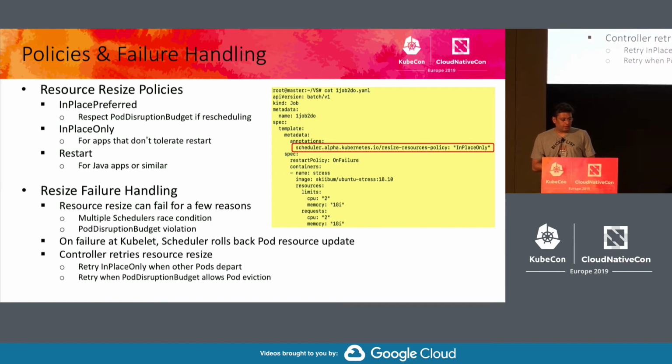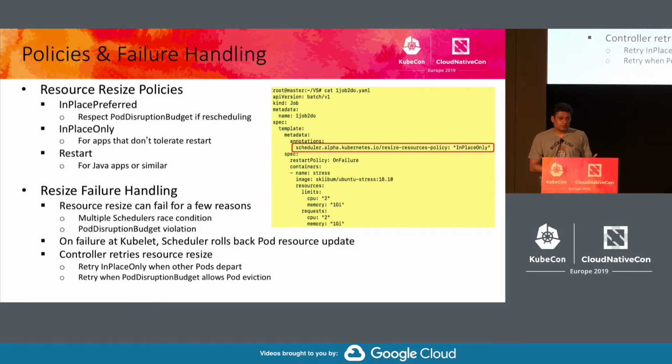And failure handling, this came out naturally as we were working through our design. It's common for Kubernetes to retry with a back off. Okay, I'll try now. If it doesn't work, I'll try 2 seconds later, 4 seconds later. We figured we could also do this based on events. So if you have a policy of in-place preferred and you failed because of pod disruption budget, when you get the notification that your PDB is available, you try. That's a good time to try.